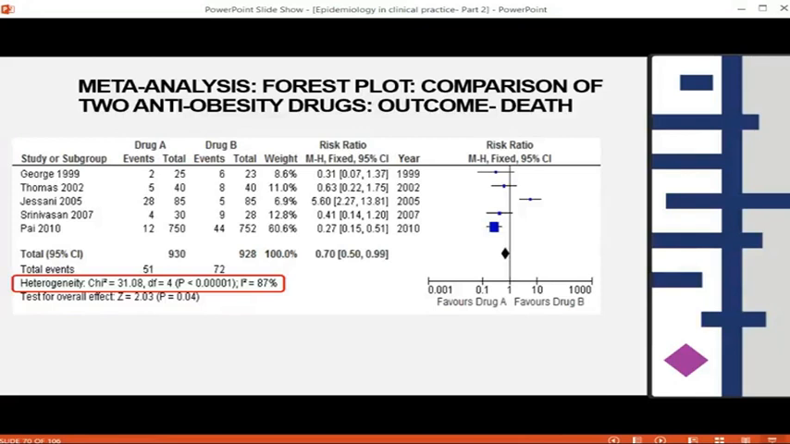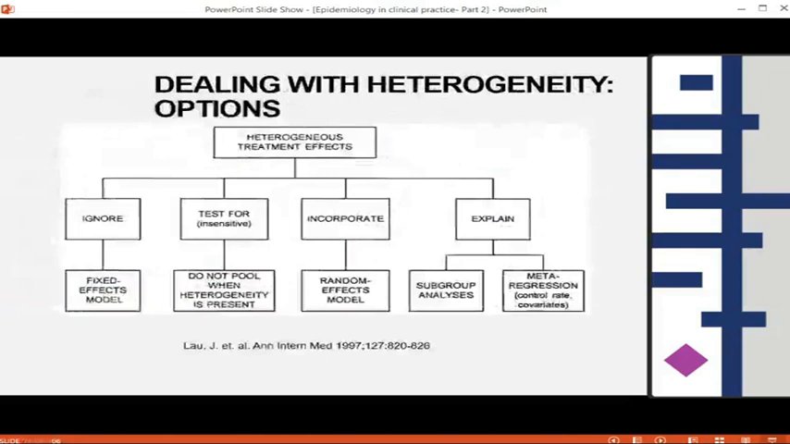But here what we've shown, you cannot assume that this is a fixed effects model because your p-value says that, no, this difference is not just a chance difference. The reason why those effect estimates are not in the same line, and are all over the place, is due to something different in the trials. Only 13% of the difference can be accounted for by chance. So this is the problem here.